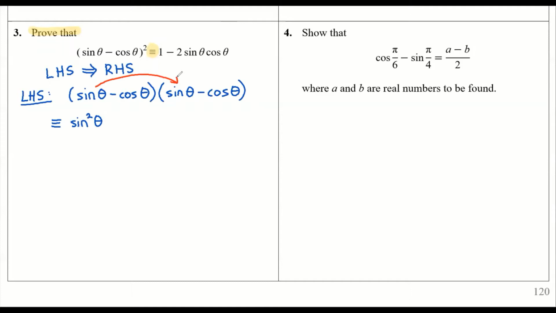Second part, I'm going to take the sine theta and multiply it by the negative cos theta. So that's going to be negative sine theta cos theta. Then I'm going to work on the second term in the first bracket. So we're going to take the negative cos theta and multiply that by sine theta. So I'm going to get the same thing again.